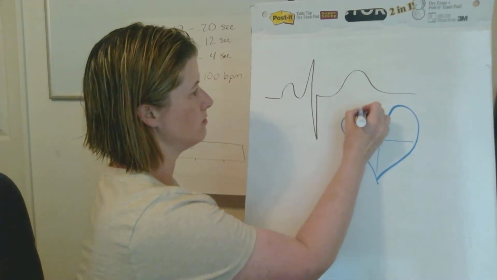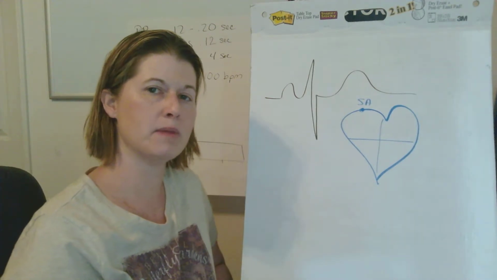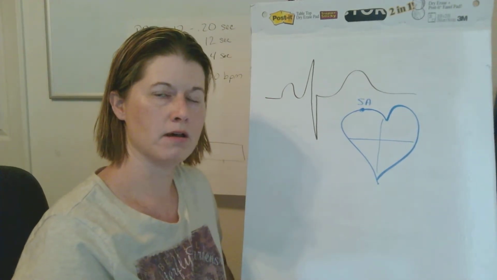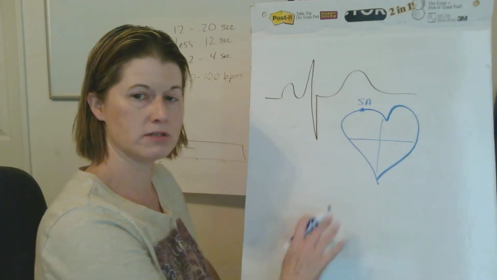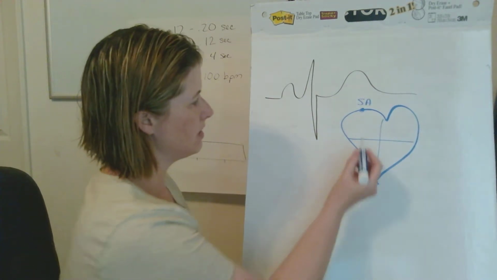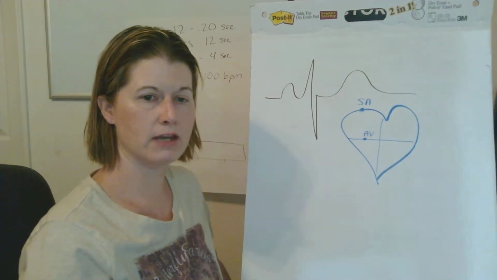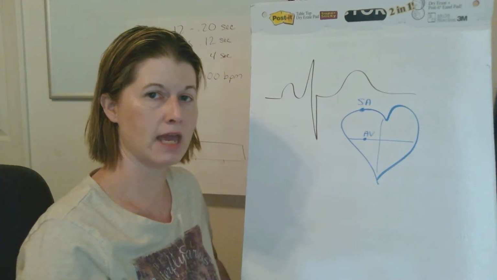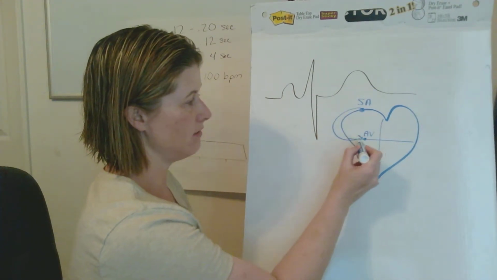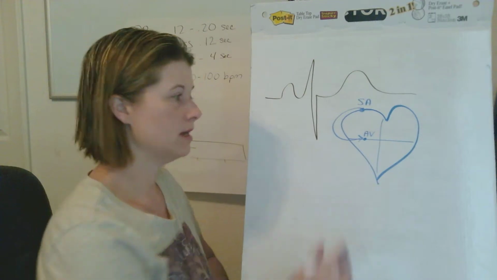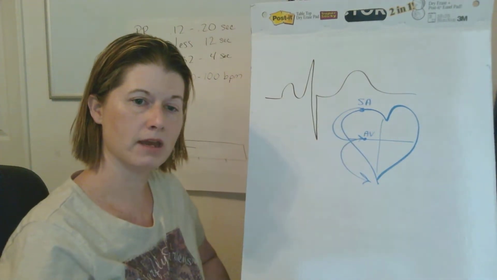We have the SA node, sinoatrial node in the right atrium, and that is the pacemaker of the heart. That is the cell that is in charge and sending out all of your first signals, okay? So it's the leader. Then you have here in the ventricle, the atrioventricular node, and that's the AV node. And the SA node sends out an impulse and tells the AV node, okay, it's your turn. And then the AV node sends out electricity to the ventricles. Okay, keeping it simple.